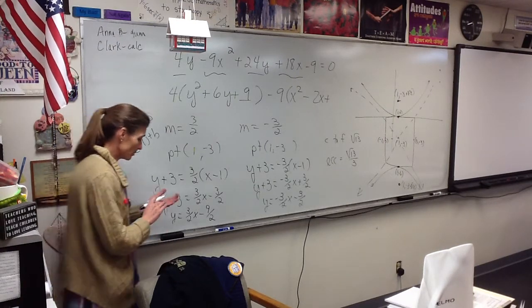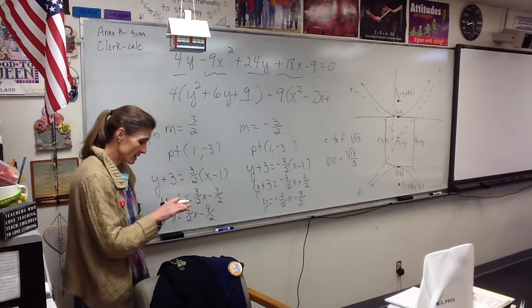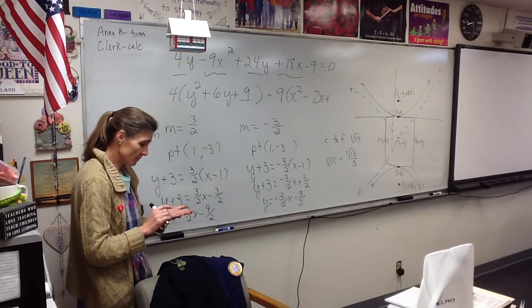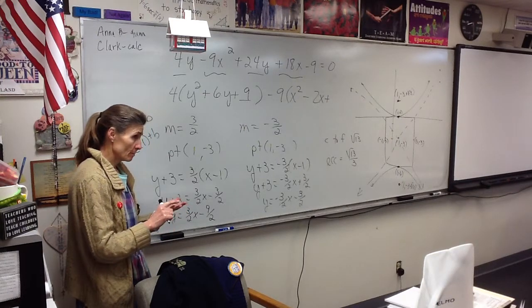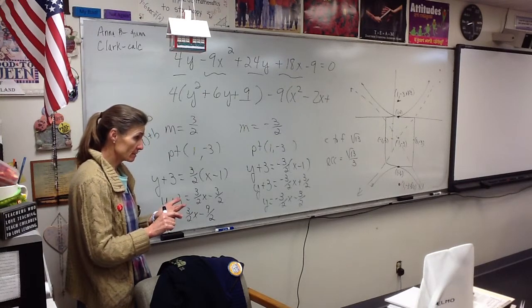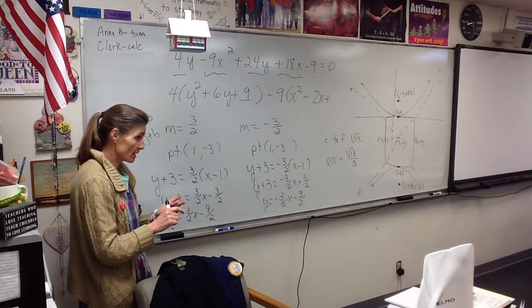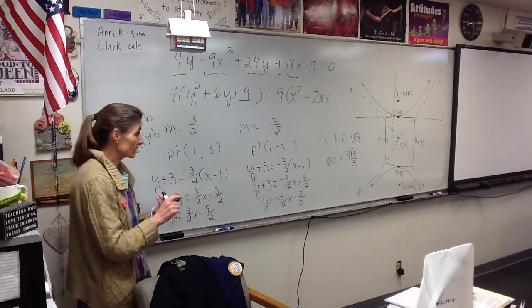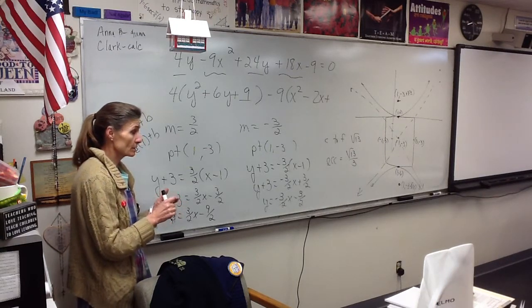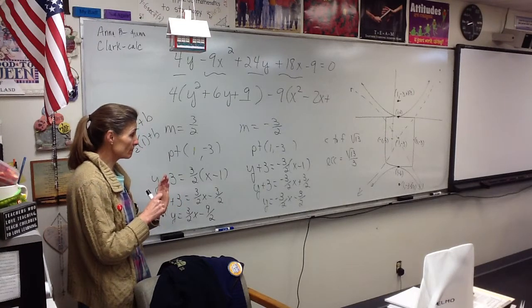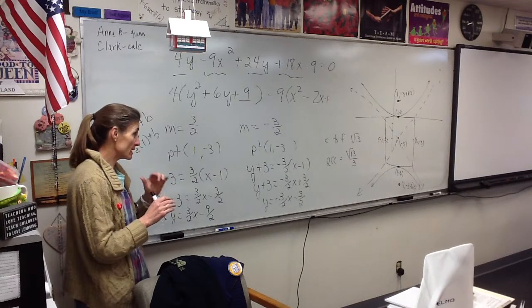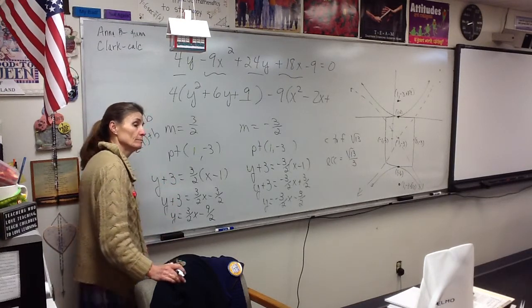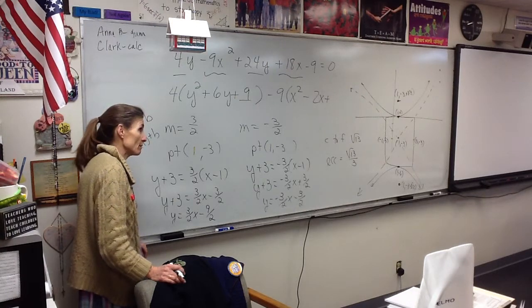So let's make sure we can find everything we need for a hyperbola. We need to be able to find the center. We need the vertices. We need the foci. We need the length of the transverse and the length of the conjugate axes. We need the equations of the asymptotes. And we need the eccentricity. I think we found everything.